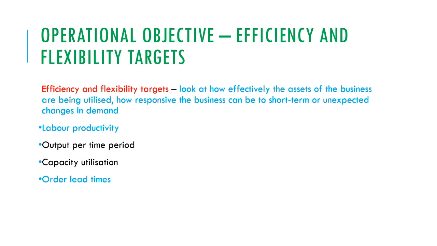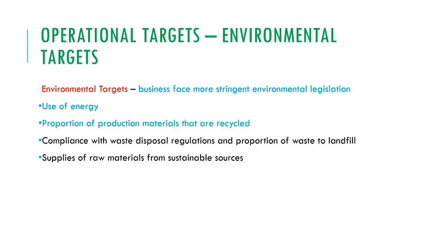Moving on now, we're going to talk about efficiency and flexibility targets, which is looking at how effectively the assets of the business are being utilized and how responsive the business can be to short-term or unexpected changes in demand. The efficiency and flexibility targets will include labor productivity, output per time period, capacity utilization, and order lead times.